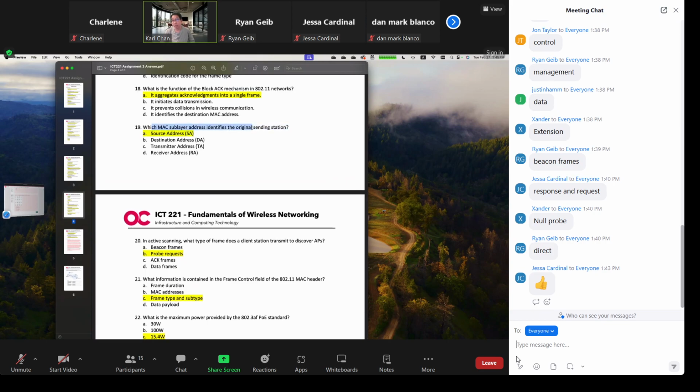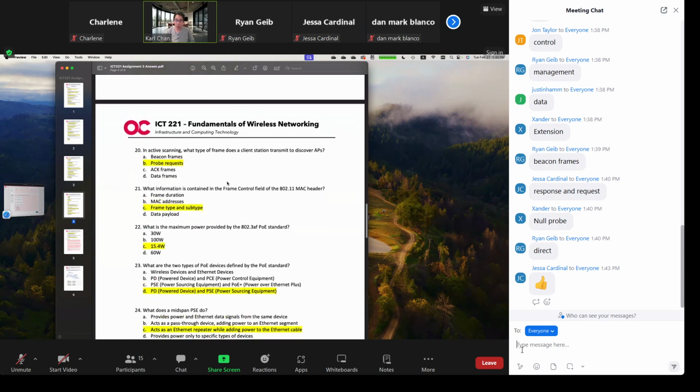Here we have address identifiers to identify different addresses in the MAC frame. We have 4 types of addresses in the frame: source address, destination address, transmitter address, and receiver address. The source address identifies the original sending station, not the radio.